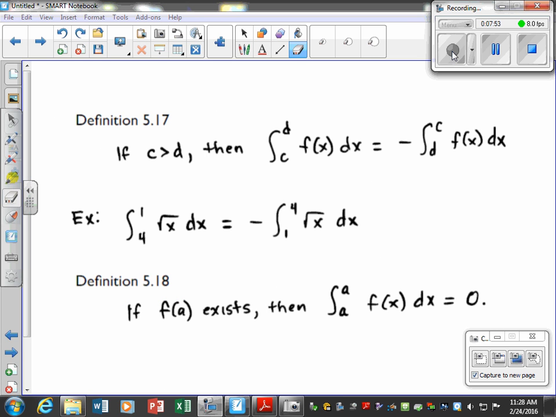Okay, then next we have two definitions, 5.17 and 5.18. If you'll just take a minute to pause it and write down these definitions. I also did a basic example of this particular one right here just so you can see it with numbers plugged in.